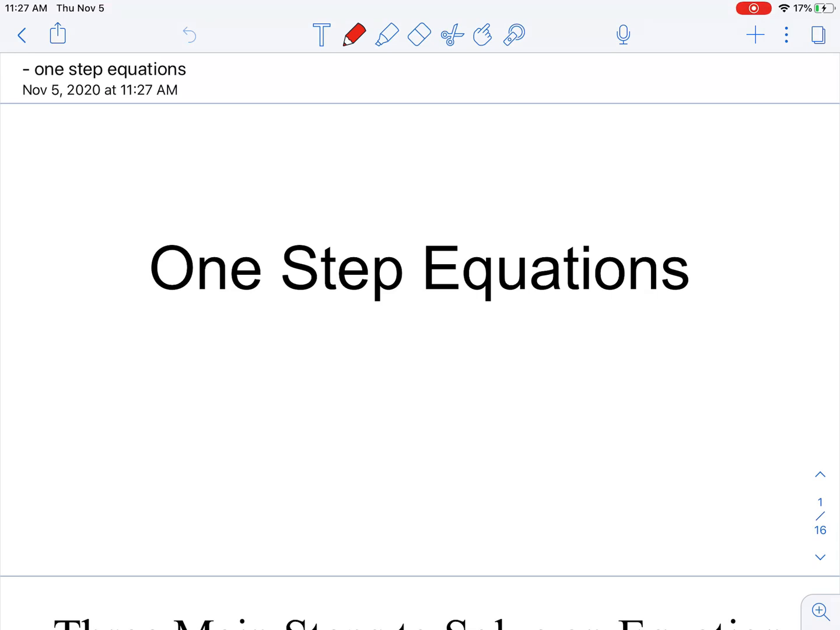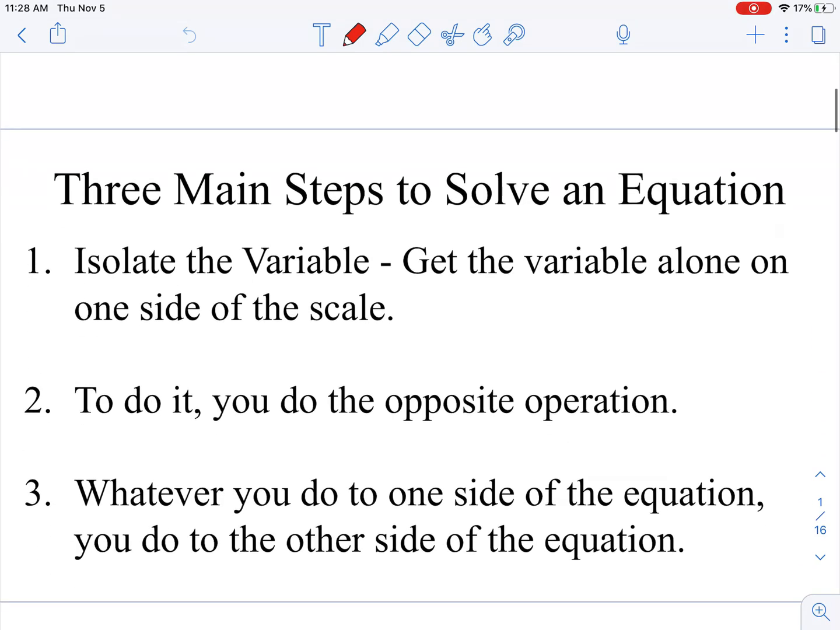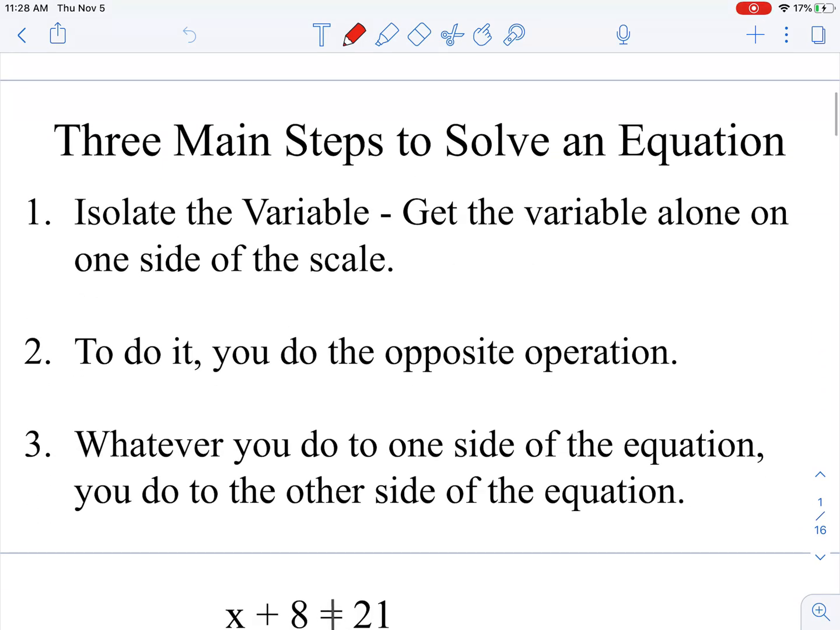Okay guys, today we're starting our one-step equations, and the main thing you want to accomplish is to isolate the variable, which means to get the variable by itself. To be able to do that, you have to do the opposite operation. So today we're talking about adding. The opposite of adding is subtracting, and the opposite of subtracting is adding.